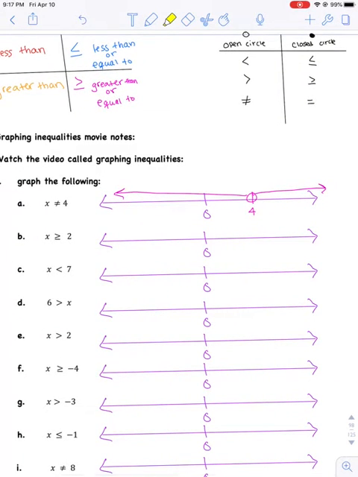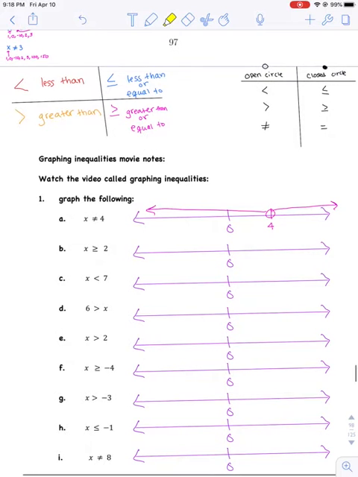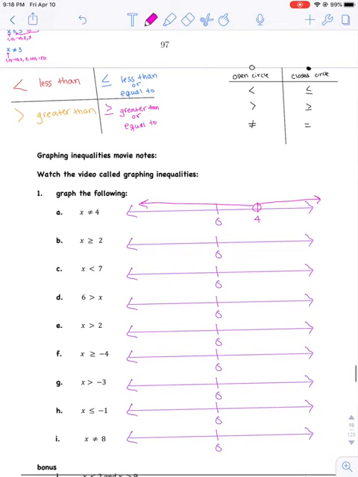All right, let's take a look at the next one. So this one says x is greater than or equal to 2. And I have all the symbols defined up at the top here, if you want to remember what the symbols are. So if it's a symbol pointing in this direction, it means greater than. The line underneath it means or equal to. So x is greater than or equal to 2.